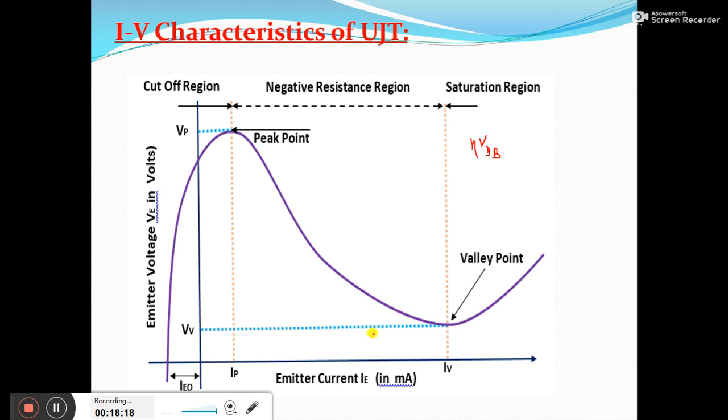Let's see the characteristics initially. So this is an IV characteristic of UJT. Here there are three regions of operation: cutoff region, negative resistance region, and saturation region. As I earlier told you, here the characteristics are I versus V, not V versus I, because I is taken along the x-axis and V is taken along the y-axis.